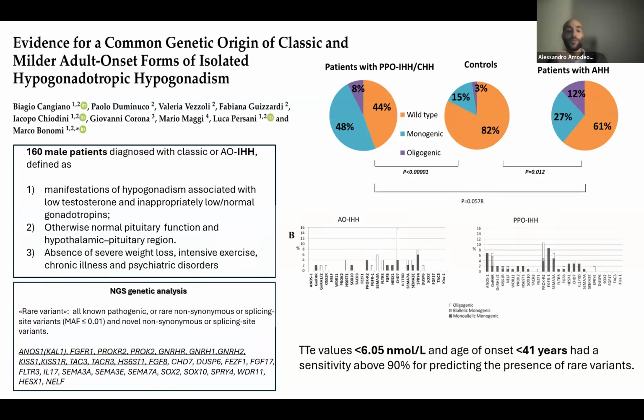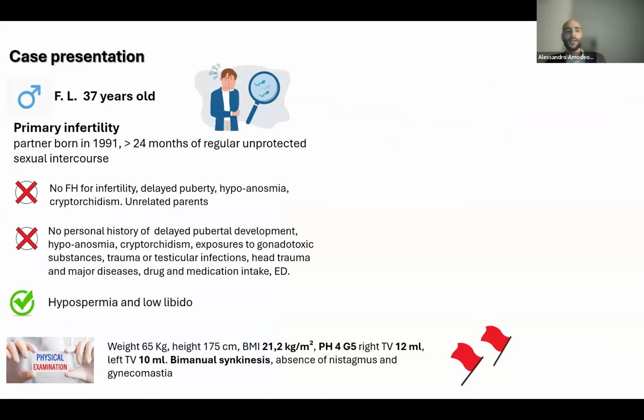In particular, the enrichment in rare variants was higher when testosterone levels were below 6 nanomoles per liter and the age of onset was before 31 years. But in reality, it is often more complex than that.